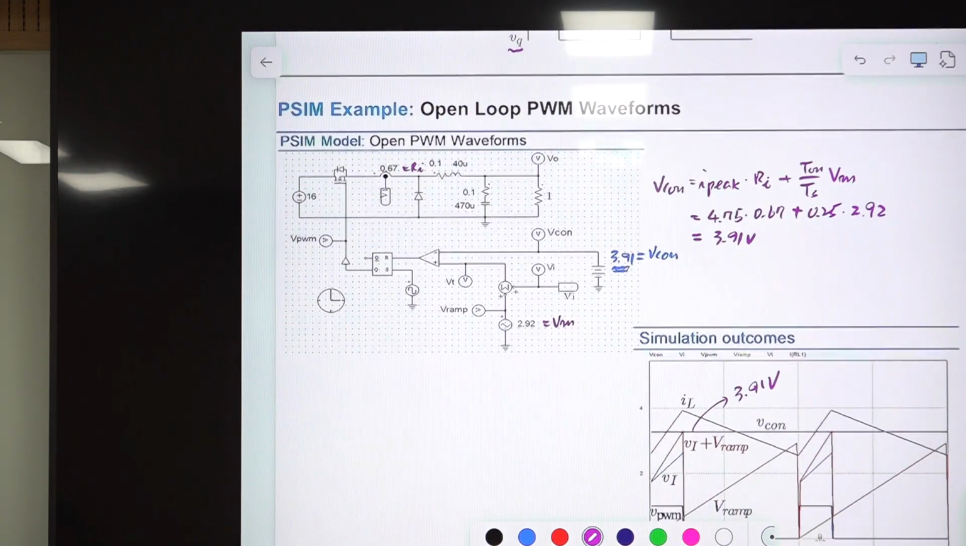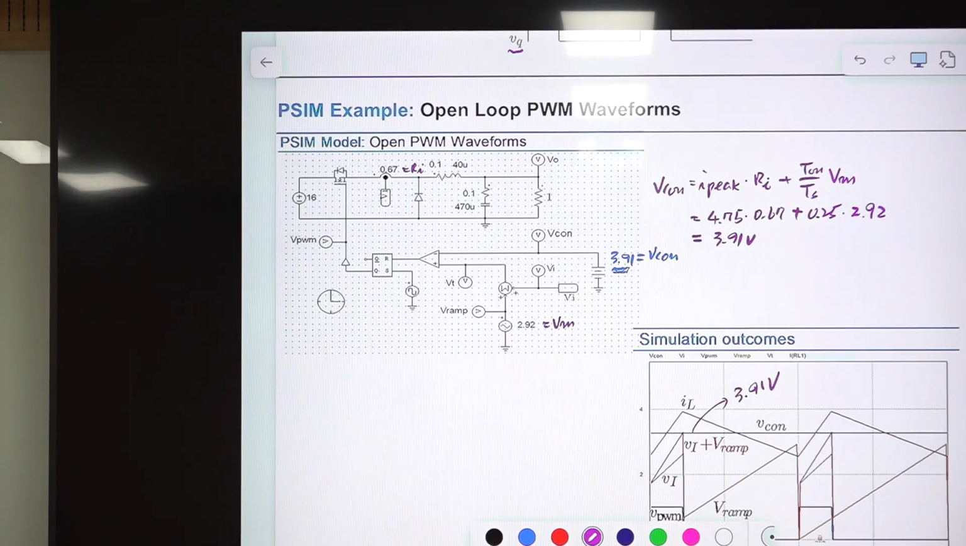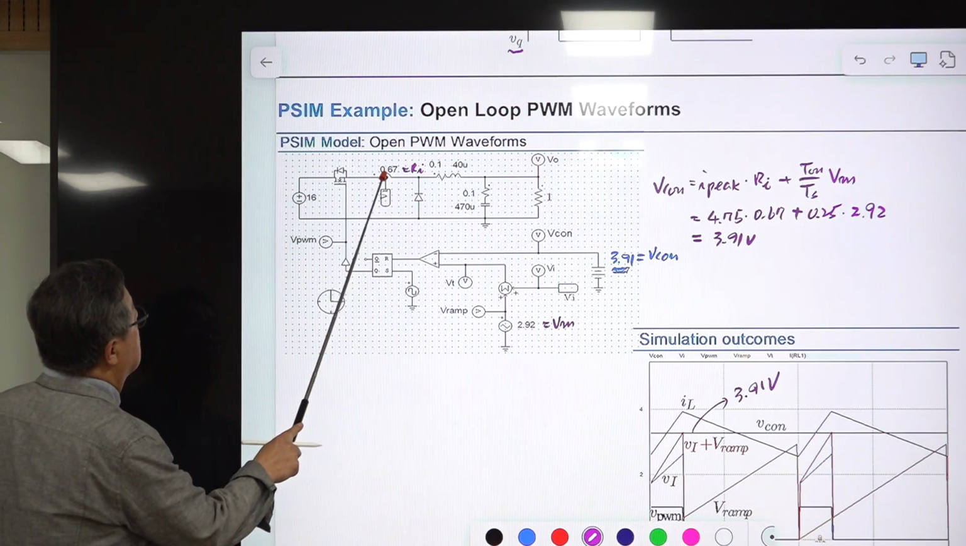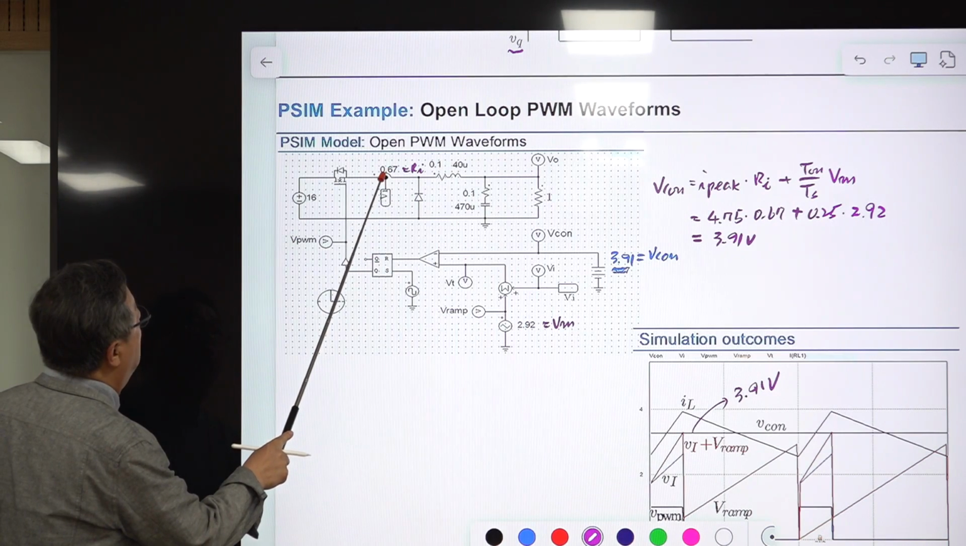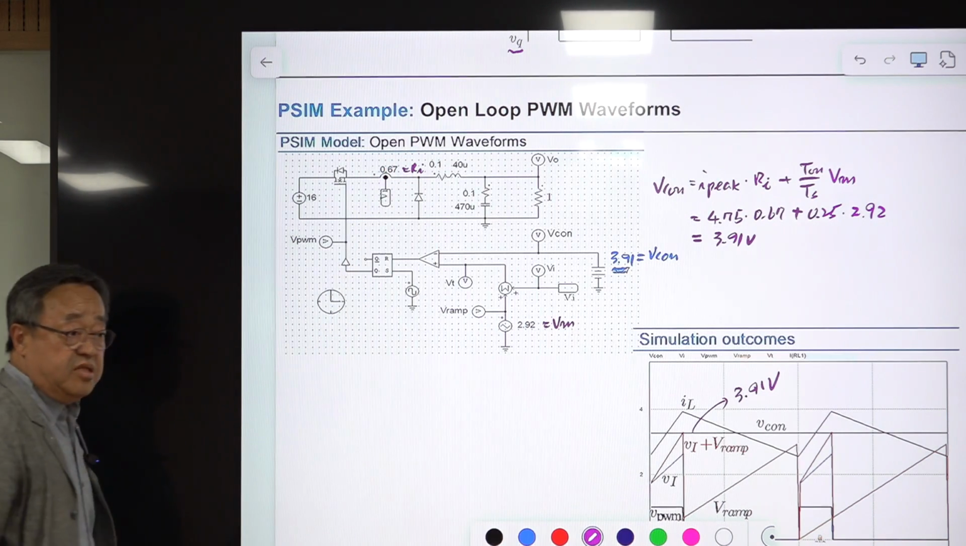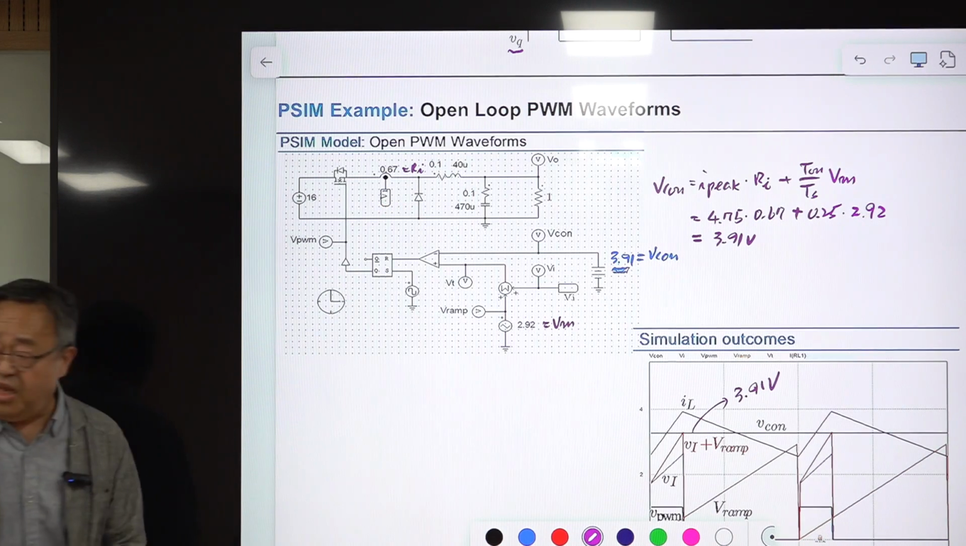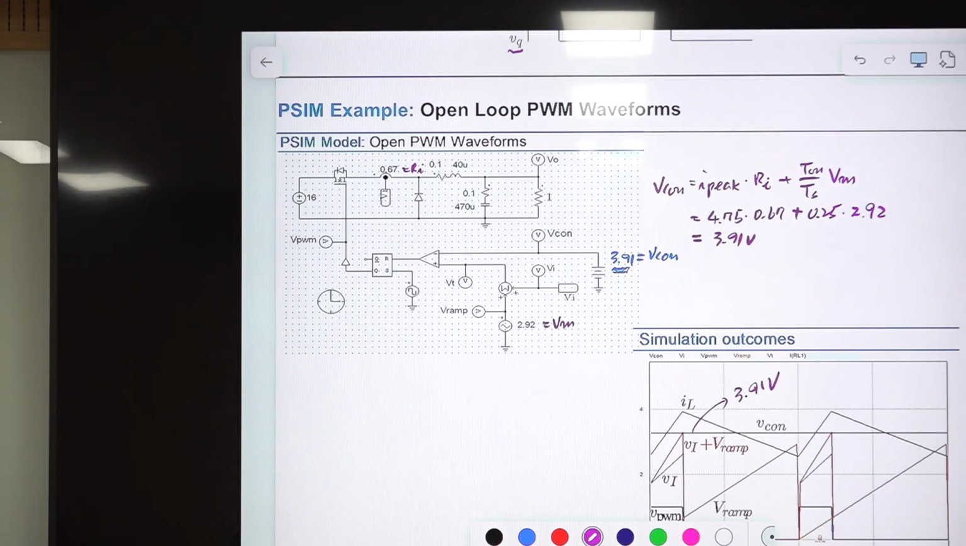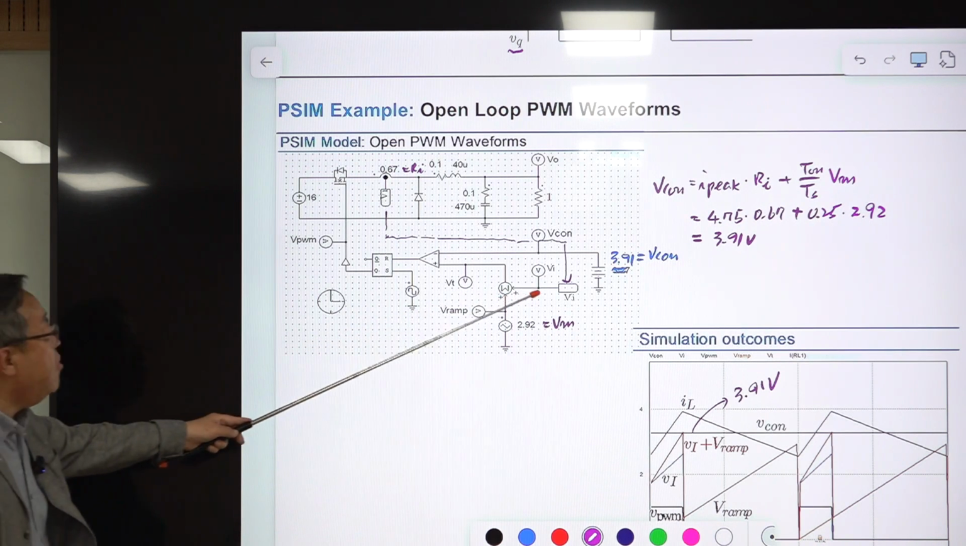This is a PSIM simulation file. This is the power stage, and this is the gain. This 0.67 is the CSN gain, Ri. The switch current or inductor current is multiplied by that number, 0.67, and the result of that is connected to this here by some equation. So Vi is coming here.